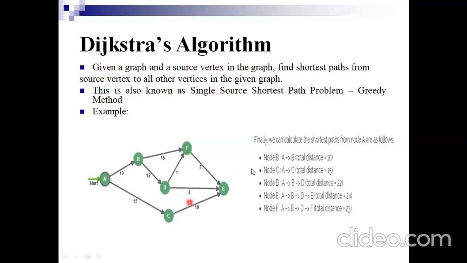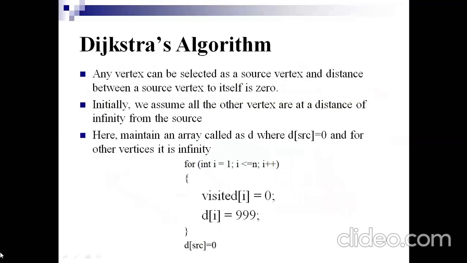Given a graph and a source vertex, we need to find the shortest path distance from the source to all other vertices. Now how exactly does Dijkstra's algorithm work? It works in the following steps. Any vertex can be selected as the source vertex.